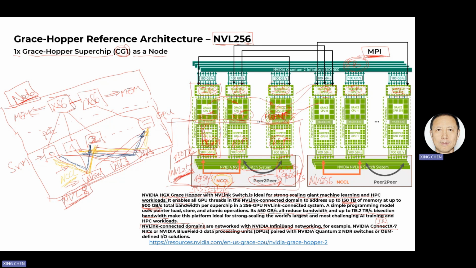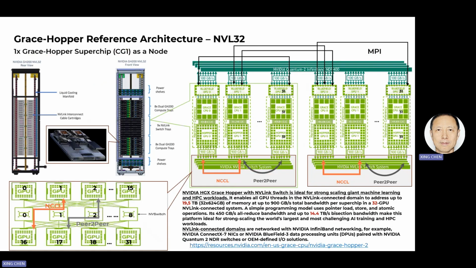But maybe I could be wrong. But anyway, it's too powerful. It's so huge a system. And then the industry moved to a smaller solution, which is NVL32. So again, this is the Grace Hopper reference architecture for NVL32.